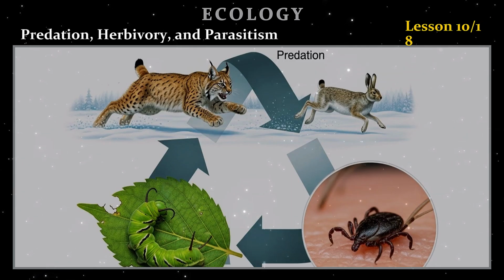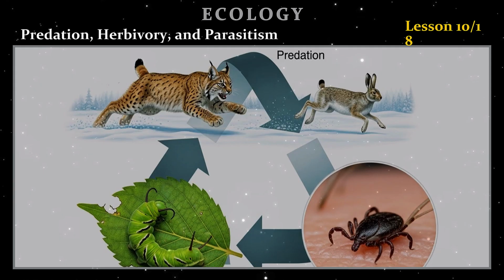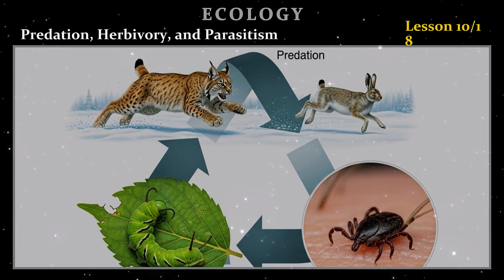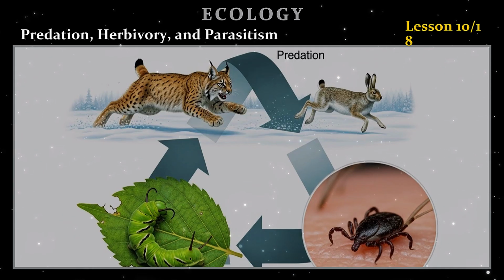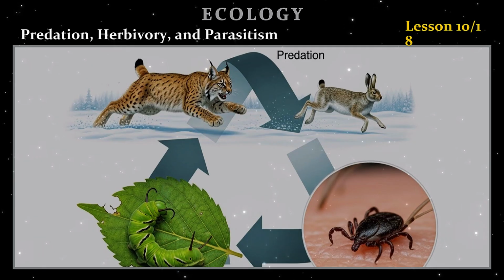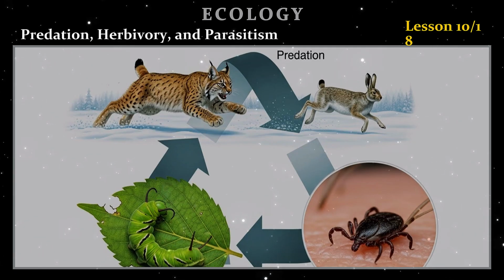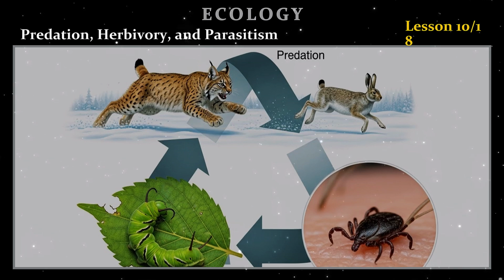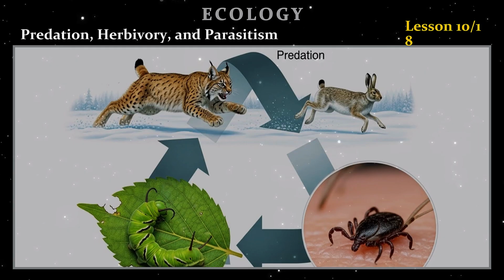This knowledge is the foundation of biological control in agriculture. Instead of spraying toxic pesticides to kill aphids on crops, farmers can release ladybugs or parasitic wasps. We use the natural enemies of the pest to do the work for us. We are harnessing the arms race for our own benefit.